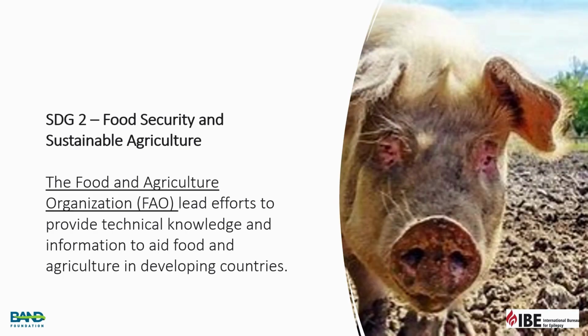Another example of how the SDGs can align with the IGAP implementation relates to SDG 2, which is food security and sustainable agriculture. Working with the agricultural sector, we can promote the need for better pig pen management to reduce epilepsy caused by neurocysticercosis. Organizations like the UN Food and Agricultural Organization lead efforts to provide technical knowledge and information to aid food and agriculture in developing countries. These organizations are ideal partners for chapters working for epilepsy prevention in developing countries.